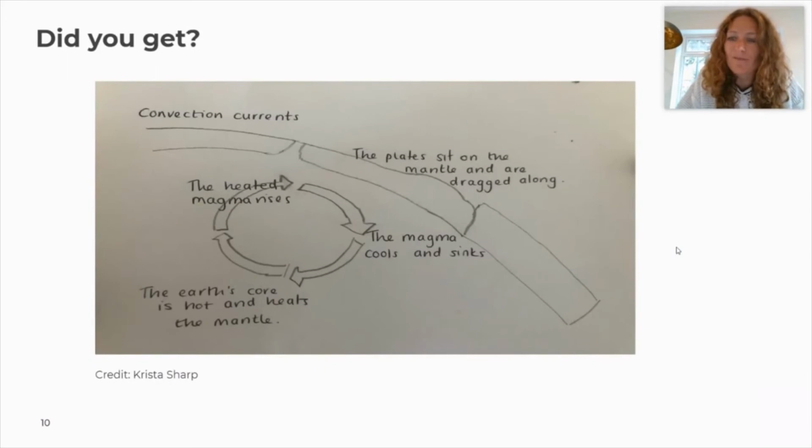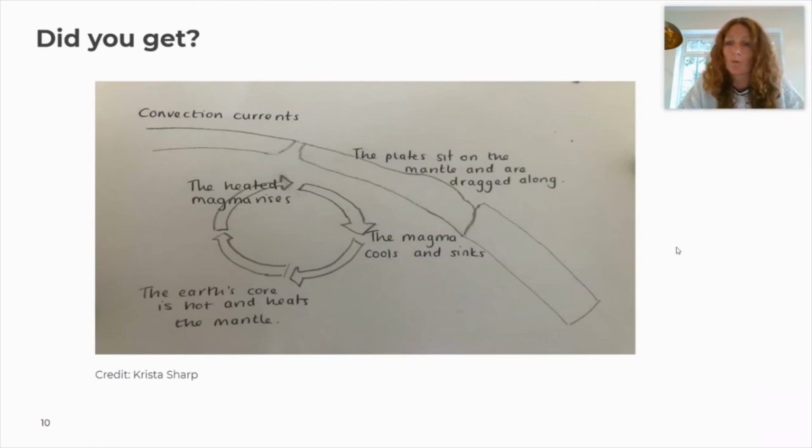Okay, so I'm vaguely hoping that your diagram looks better than mine because I am definitely no Picasso, but this is my diagram. I've labeled it at the top convection currents, and then I've added those annotations. Like I told you, we start from the first one. Number 1, the Earth's core is hot and heats the mantle. Number 2, the heated magma rises. Number 3, the magma cools and sinks. And number 4, the plates sit on the mantle and are dragged along.